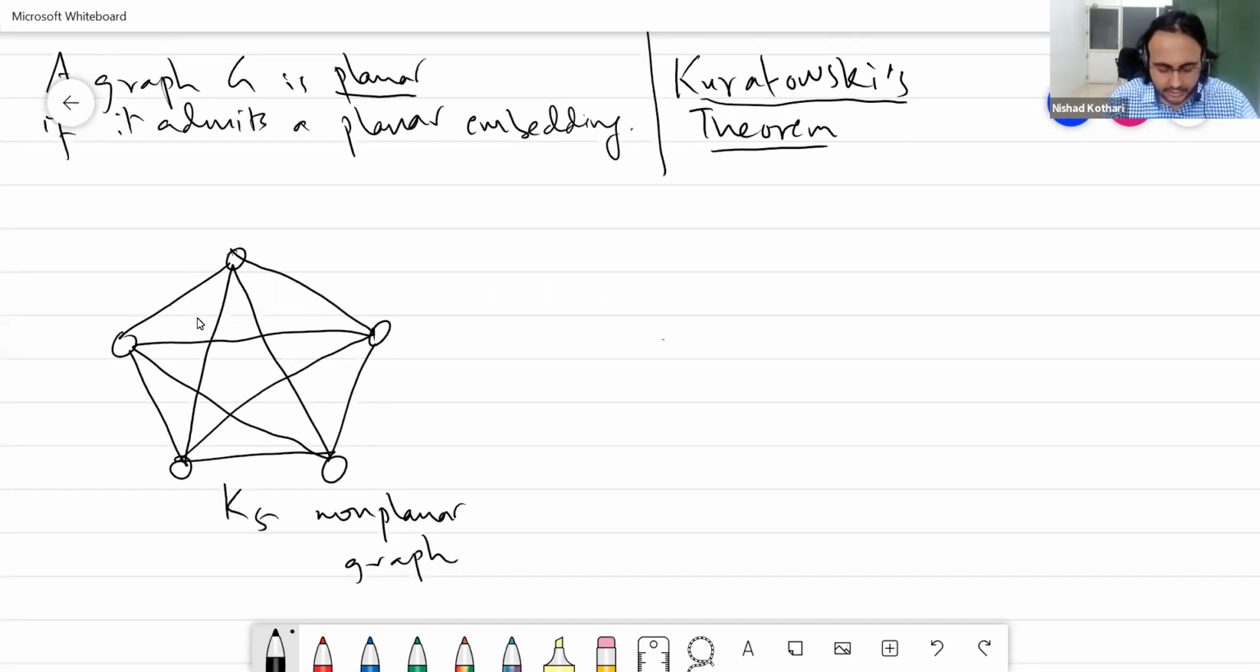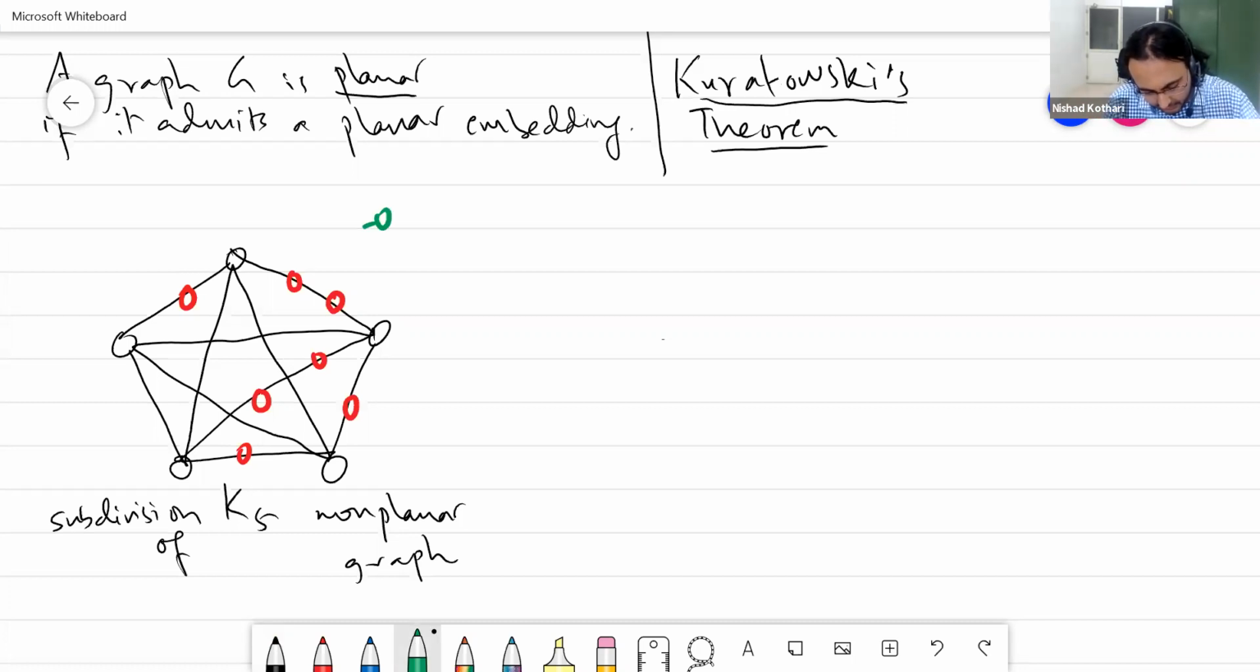And now you can actually get an easy condition for a graph to be non-planar. Well, we know that K5 is non-planar. So what you could do is replace each edge by a path. Such a graph is called a subdivision of K5. And clearly a subdivision of K5 is also non-planar, because if you were able to draw a subdivision without crossings, then you would also be able to draw K5 itself without crossings.